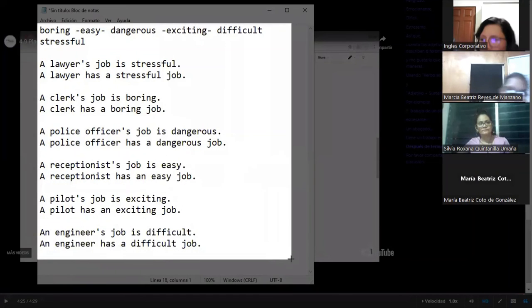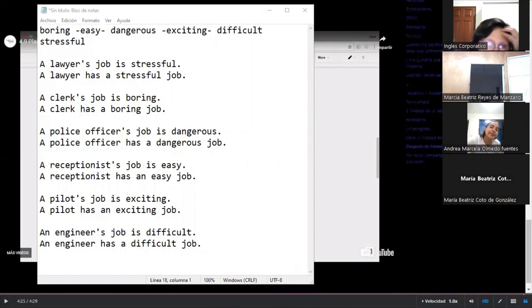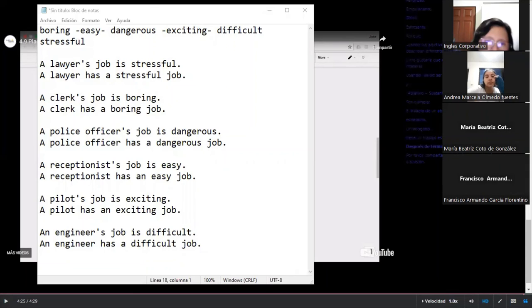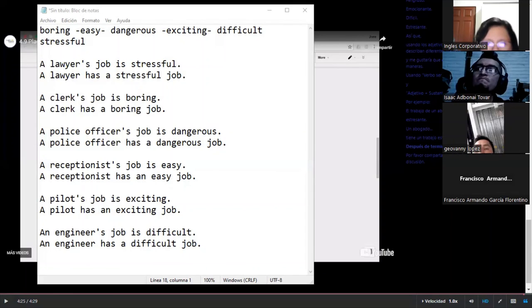Y voy a pasar lista, chicos, y con esto finalizo, ¿verdad? Tenemos acá los que no me contestaron. Andrea, Marcela, Olmedo Fuentes. Present, teacher. Gracias. Ashley, Maribel, Manzano, Reyes. Present, teacher. Gracias. Christopher, David, Reyes, Mármol. No vino. Francisco Armando García Florentino. Present, teacher. Gracias. Isaac Abdonay Tobar. I'm here, teacher. Thank you. Y Melanie Fabiola Cuellar, que no viene tampoco. Vaya, chicos. Si no he mencionado su nombre, es porque ya me contestó. ¿Alguien que no haya escuchado que yo le llamara? ¿No? Vaya.